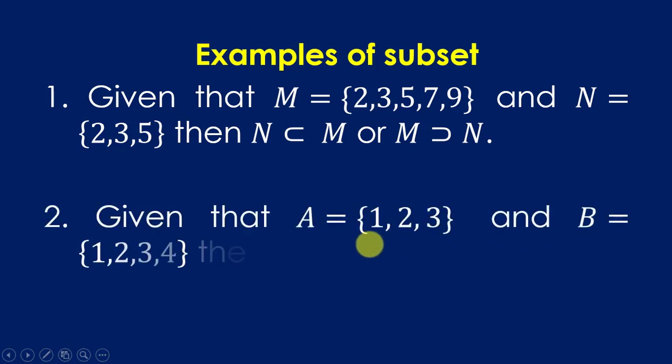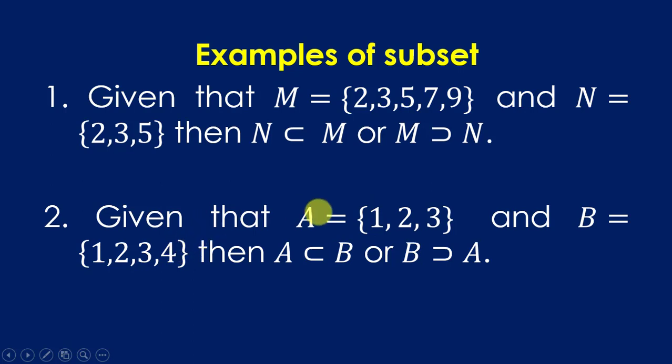Again, given that A is equal to the set of elements 1, 2, 3, and B is equal to the set of elements 1, 2, 3, and 4, then we can also see that A is a subset of B, since all the elements of A are found in the set B. Similarly, we can also see that B is a superset of A.